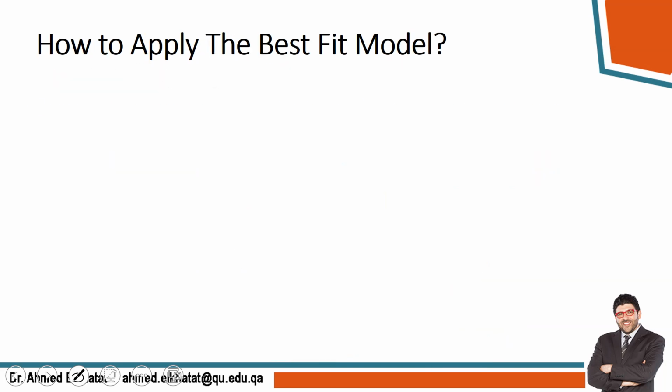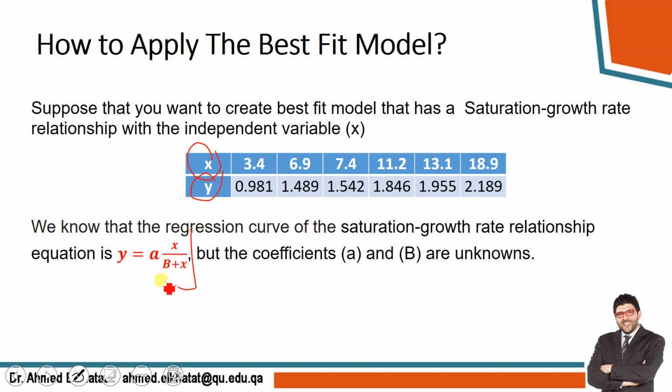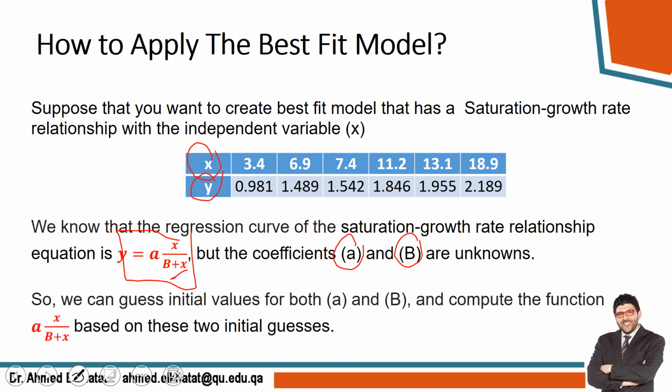Now suppose you have x and y, and suppose that this is your equation to build: y equals a x over b times x. Now we don't know a and b. So in order to do this, we can start with initial guess values. Any values, you can start by guessing them.